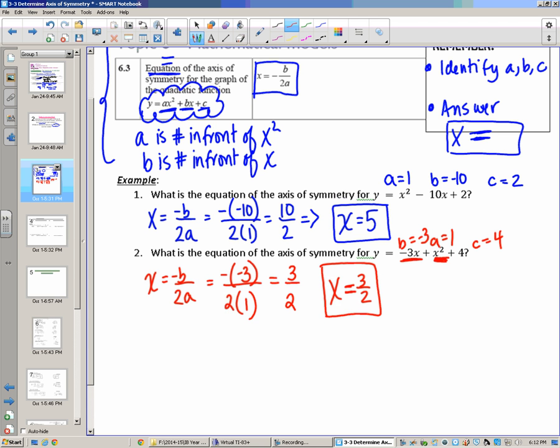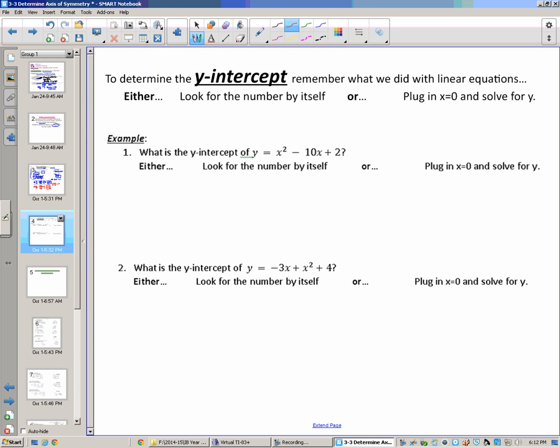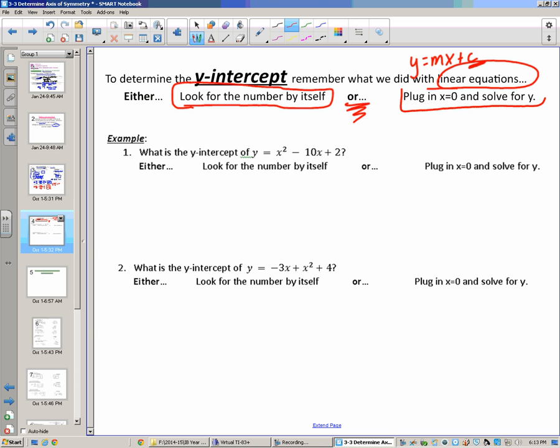You did that a bit yesterday when graphing. The other thing that I'd like to look at today, without a graph, from the equation, is the y-intercept. To determine the y-intercept, remember what we did with linear equations and the tests you had last week. When you had y equals mx plus c, the c was your y-intercept. So again, you can look for the number by itself, or you can plug in x equals 0 and solve for y. We did that with linear equations also. So there are many similarities here. They're still both graphs.